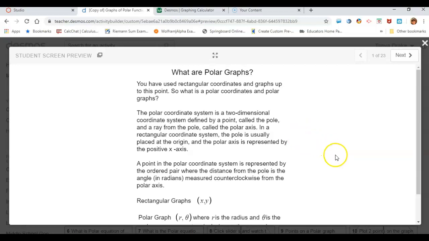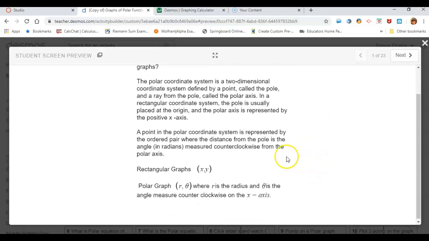In a rectangular coordinate system, the pole is usually placed at the origin, and the polar axis is represented by the positive x-axis. A point in the polar coordinate system is represented by the ordered pair (r, θ), where r is the distance from the pole and θ is the angle in radians measured counterclockwise from the polar axis. So this is what you're used to seeing, rectangular graphs in X and Y coordinate form. Now we go to polar graphs, which is our radius and our angle.